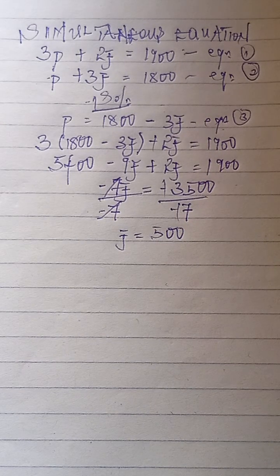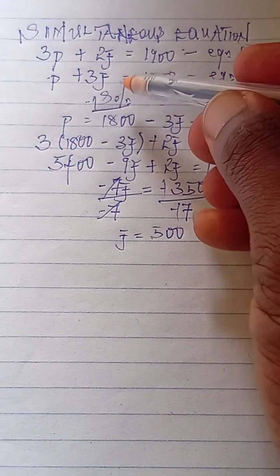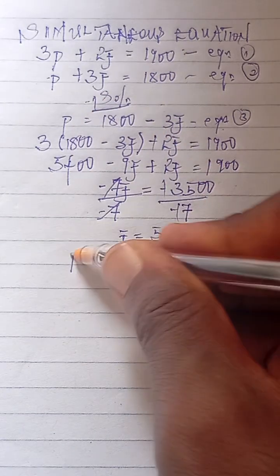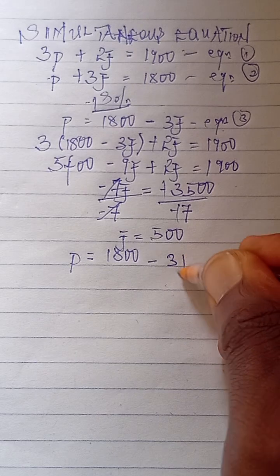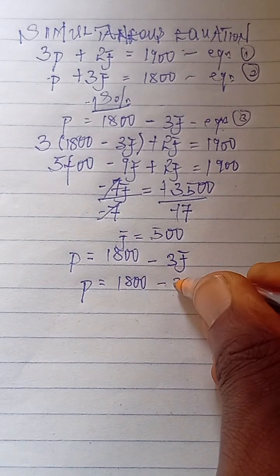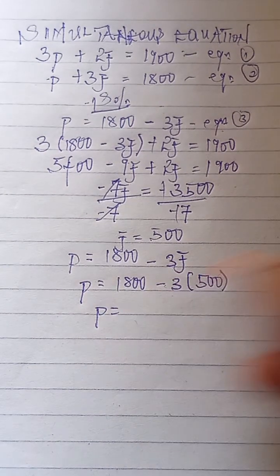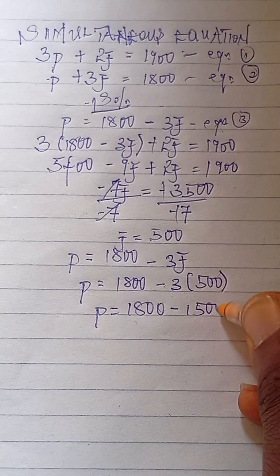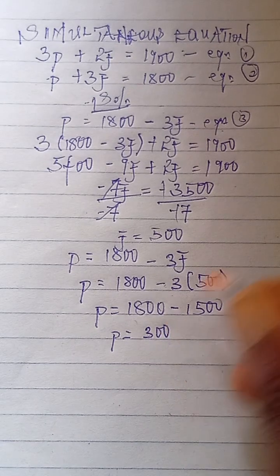So that is that for the first one. Now the second one would be to get the price of the plantain. We can put it back into equation 3. And what is equation 3? p is equal to 1,800 minus 3f, so p is equal to 1,800 minus 3 into 500. Therefore p is equal to 1,800 minus 1,500, and the price of plantain would be 300 naira.